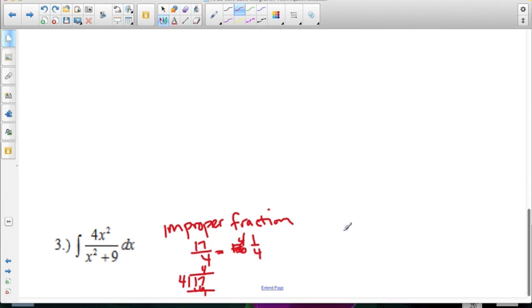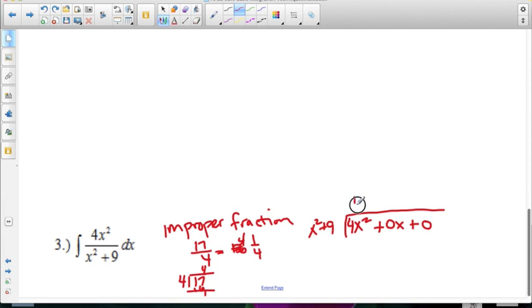We're going to do the same thing on a polynomial level. We're going to take the numerator, which in this case is 4x squared, and divide it by our denominator, x squared plus 9. I'm going to complete this polynomial. In other words, I'm going to write out all the 0 terms in decreasing power all the way down to our constant term. Then I'm going to figure out how many times x squared plus 9 goes into 4x squared.